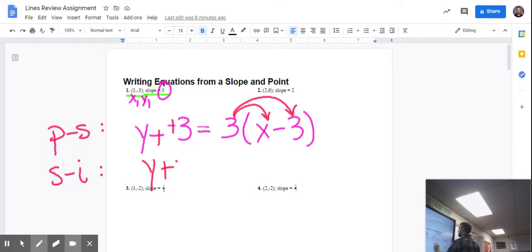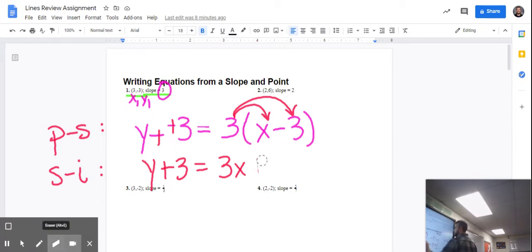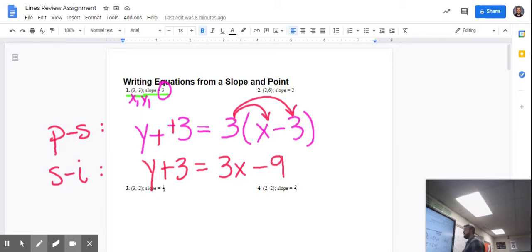And I get y plus 3 is equal to 3x minus 9, because 3 times 3 is 9. Now, if I look at this, the only thing that's stopping me from slope-intercept form is my plus 3 right here. So I need to somehow move that to the other side. And I do that by subtracting 3 from both sides.